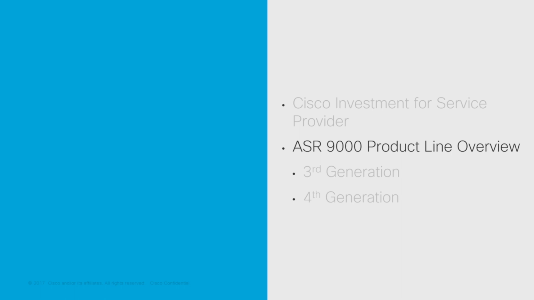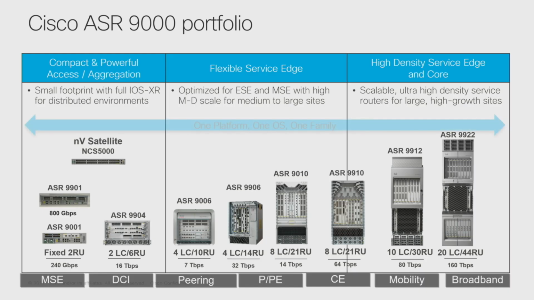Since the 9K has been available in the market for 10 years, we have gone through a couple of evolutions. Before I go into the details of the specific generations, this is how the family looks. We have different form factors with different capacities, all the way from the 9901, which supports 800 gig capacity in a 2 rack unit size, to the 9922, which has 2 RPs and 20 line card slots.